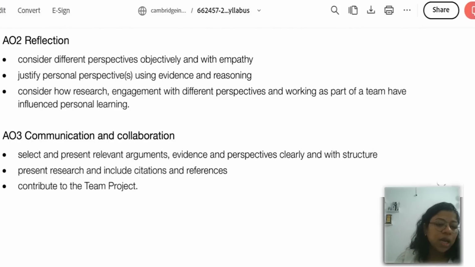That is reflection. And the third learning objective is communication and collaboration. Select and present relevant arguments, evidences, and perspectives clearly and with structure. Present research and include citations and references. We are going to learn how to do that and contribute to the team project. How will an examiner or a teacher understand if the child is contributing to a team project or not? Simple. We will look at your personal paper, your reflective paper.